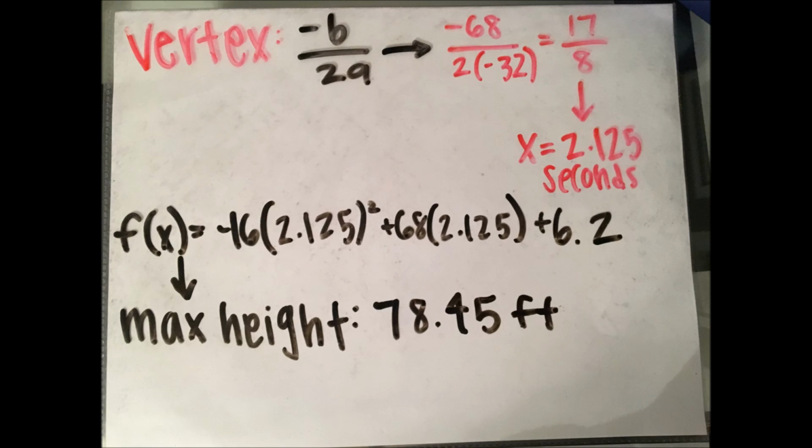Next, using the vertex formula, which is -b/2a, I plugged in the values from the formula, and that got me the time at which the ball will reach the maximum height, which is also the x value. At 2.125 seconds, the ball will reach its maximum height, so I plugged that 2.125 back into the equation to get the maximum height of the ball to be 78.45 feet.